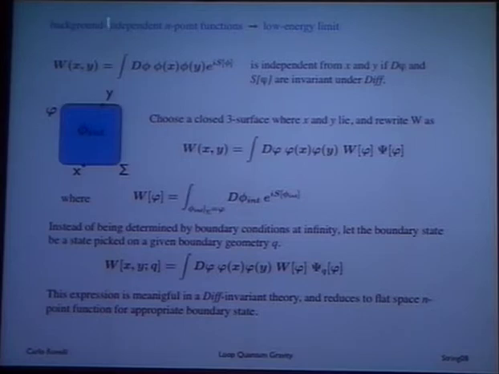Let me start from this. It's notoriously difficult to define n-point functions in the case of diffeomorphism invariant theories. Essentially, x and y here are coordinates. So if the theory is invariant under coordinate transformation, it doesn't mean anything. One way to go around it is, you see, one has to find a way to fix a distance between x and y, the geometry here.